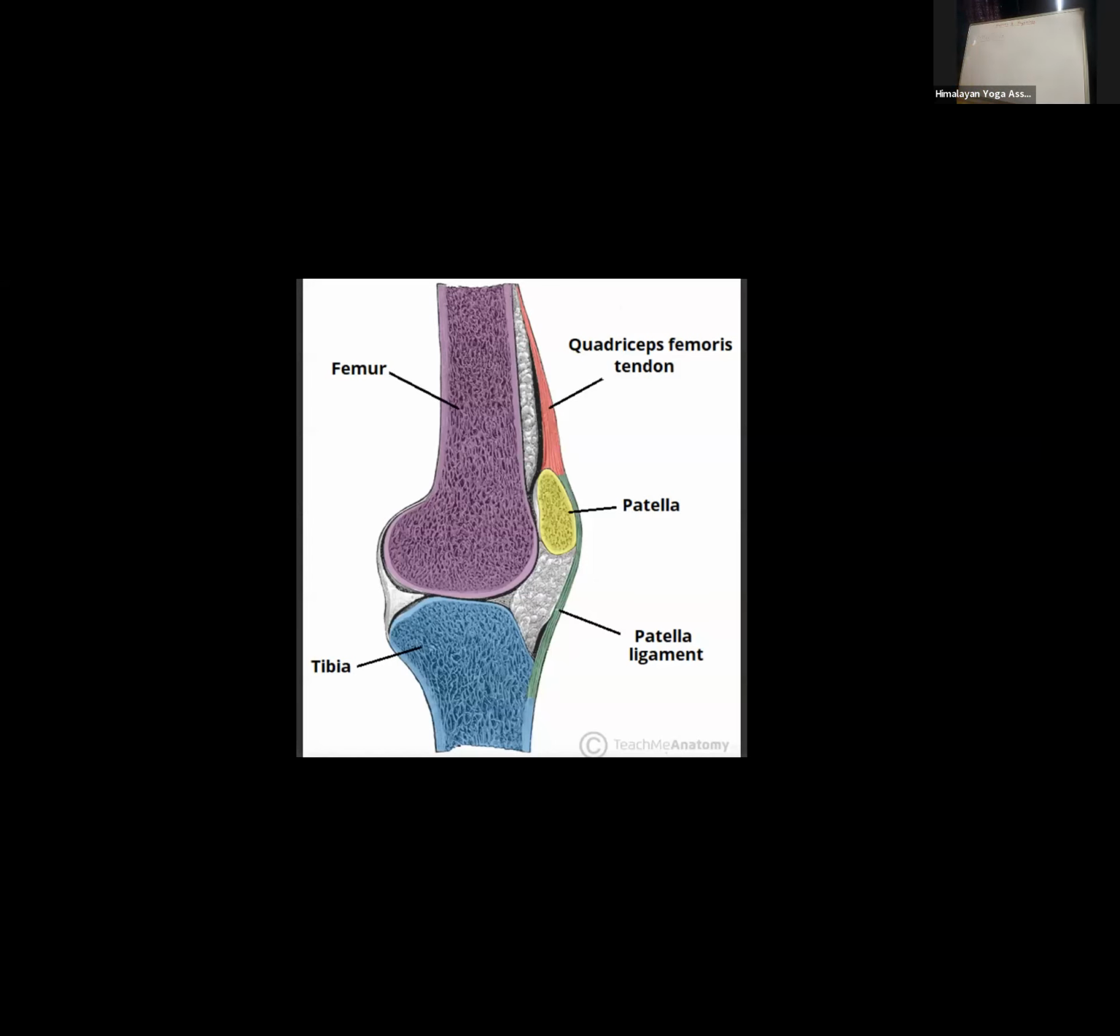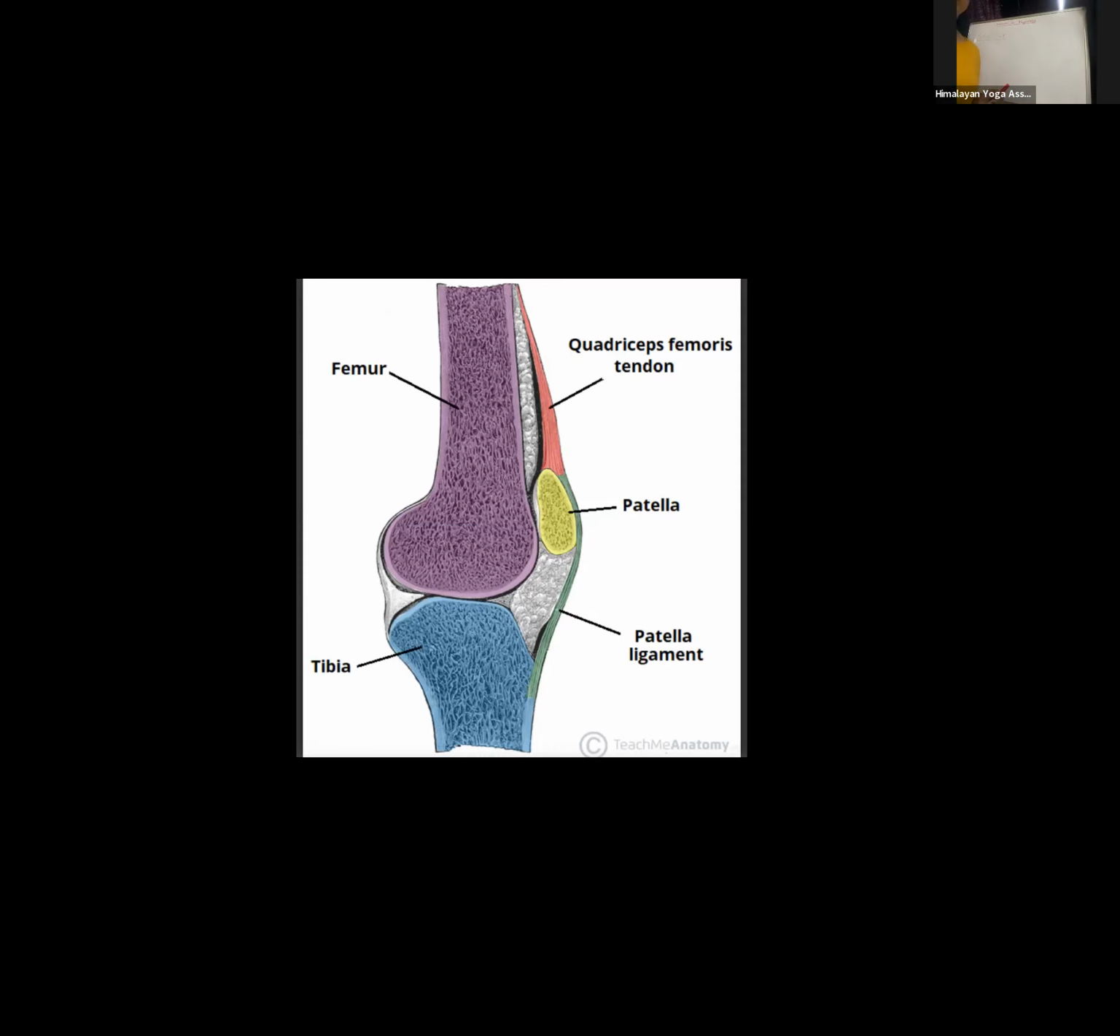And below the knee, we have two bones. Which are those? Tibia and fibula, the bones of the lower leg. Yes, we have two bones, tibia and fibula. But in the knee joint, only tibia is joining.